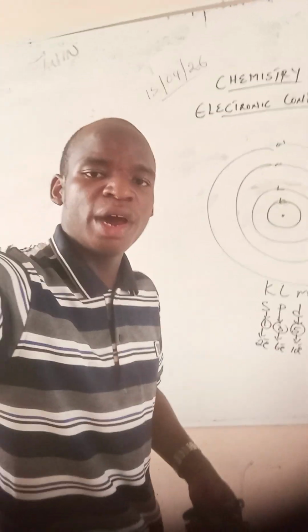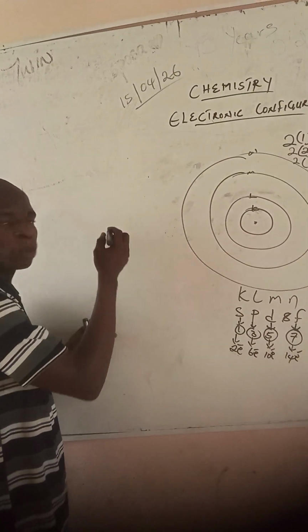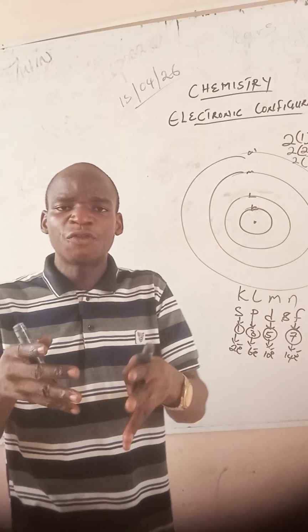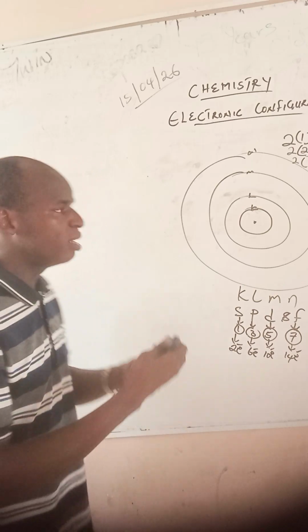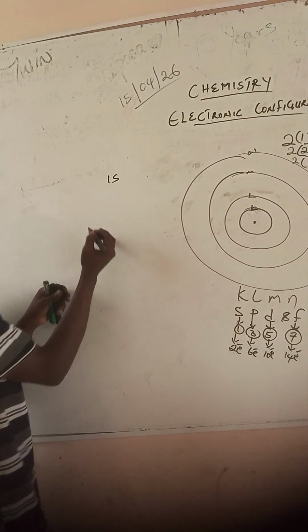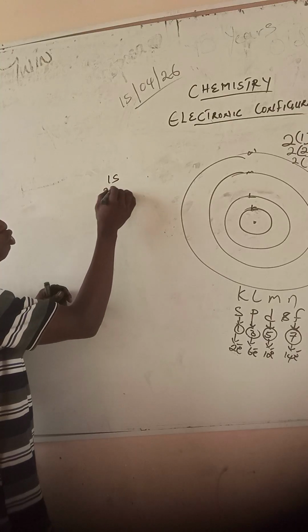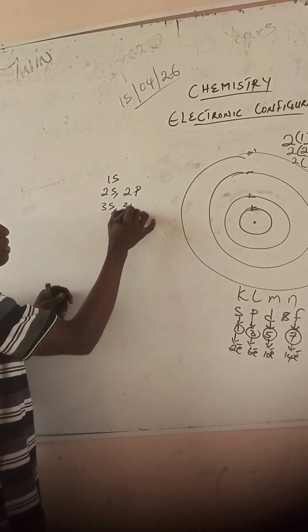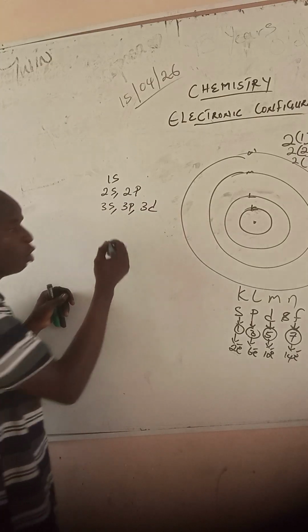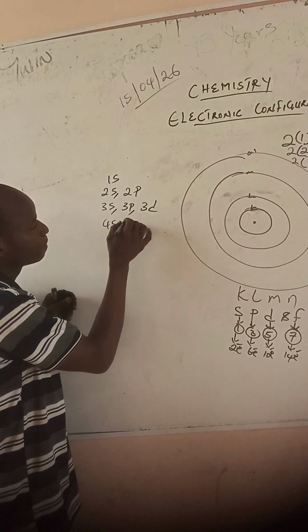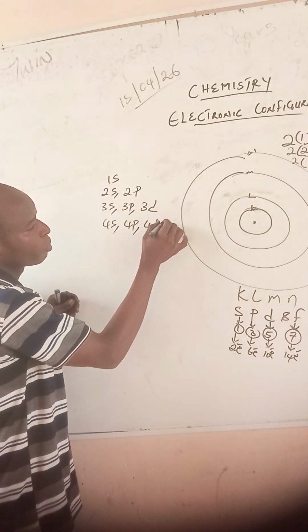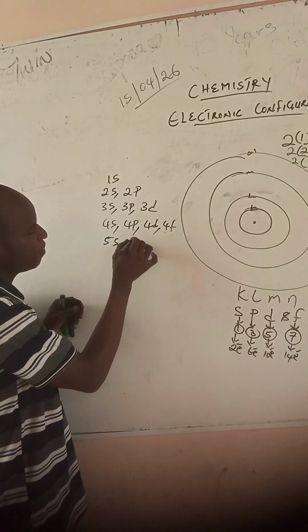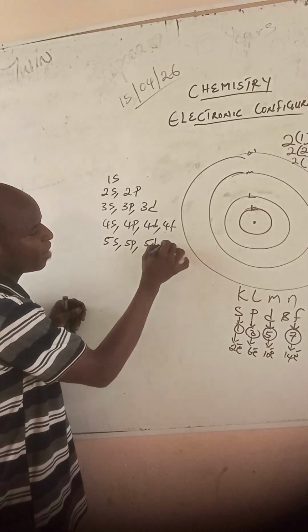So let me fix my video well so that I use this part of the board. Now watch. According to Aufbau's principle, electrons are filled from low energy to high energy. Look at the filling order: 1s. After 1s, we have 2s, 2p. We have 3s, 3p, 3d. We have 4s, 4p, 4d, 4f. Then we have 5s, 5p, 5d, 5f.